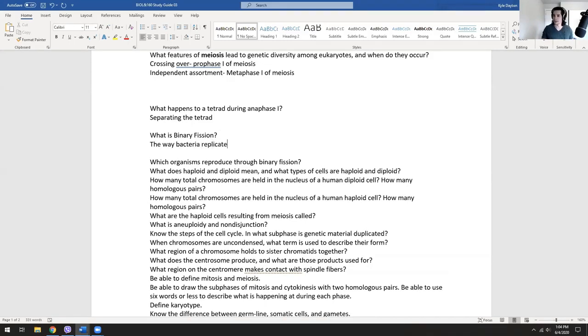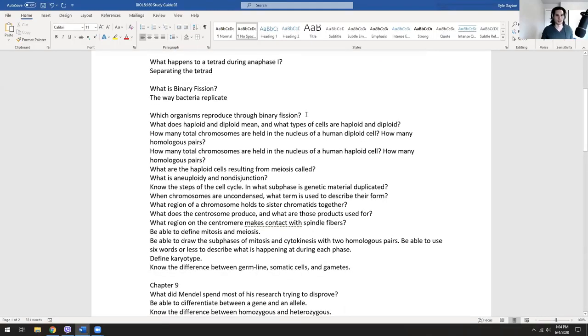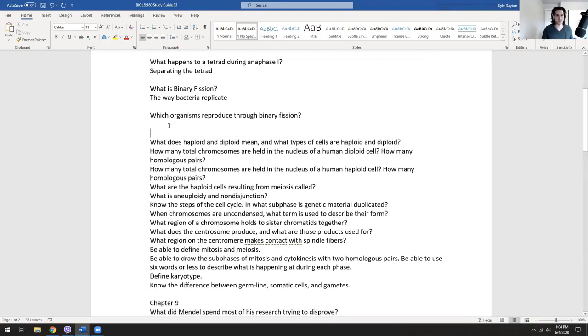Binary fission, the way bacteria replicate. Remember, they don't have any nuclei, and so mitosis alludes to the division of a nucleus. And so because bacteria have no nucleus, they actually don't undergo mitosis and then cytokinesis, they just undergo binary fission.